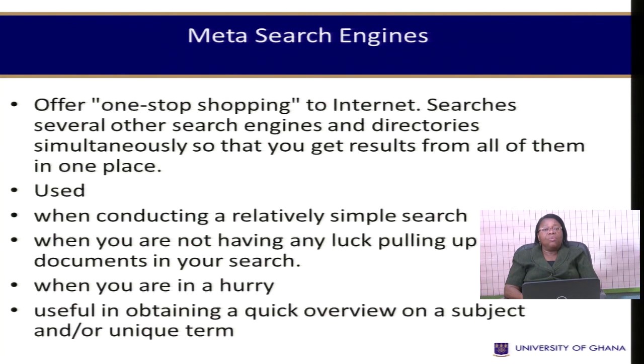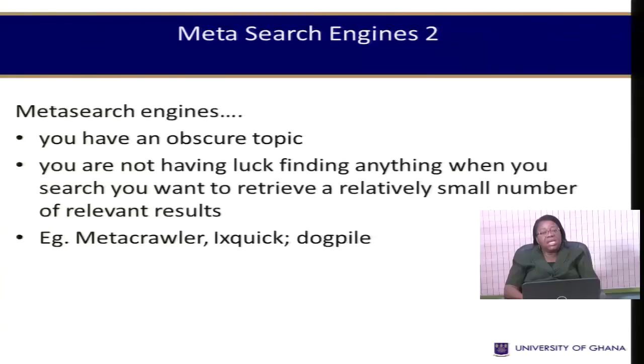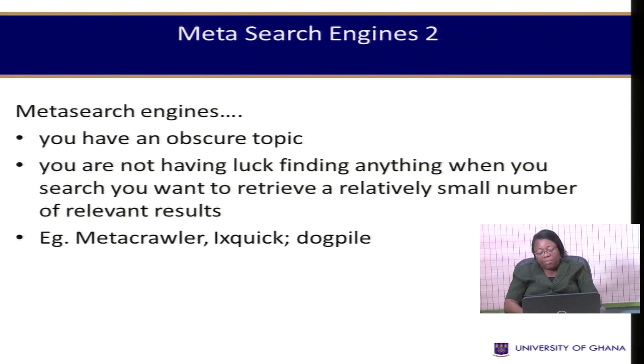Now, you would use it when you are conducting a relatively simple search, or when you are not lucky pulling up documents in your search using just one search engine, and so you are in a hurry. So for instance, a meta search engine such as Dogpile will search Google and bring you the results, will search Alta Vista, will search Excite, as opposed to a search engine which searches just one search engine. So when you have an obscure topic, you can use a meta search engine. Examples of meta search engines being Metacrawler and Dogpile.